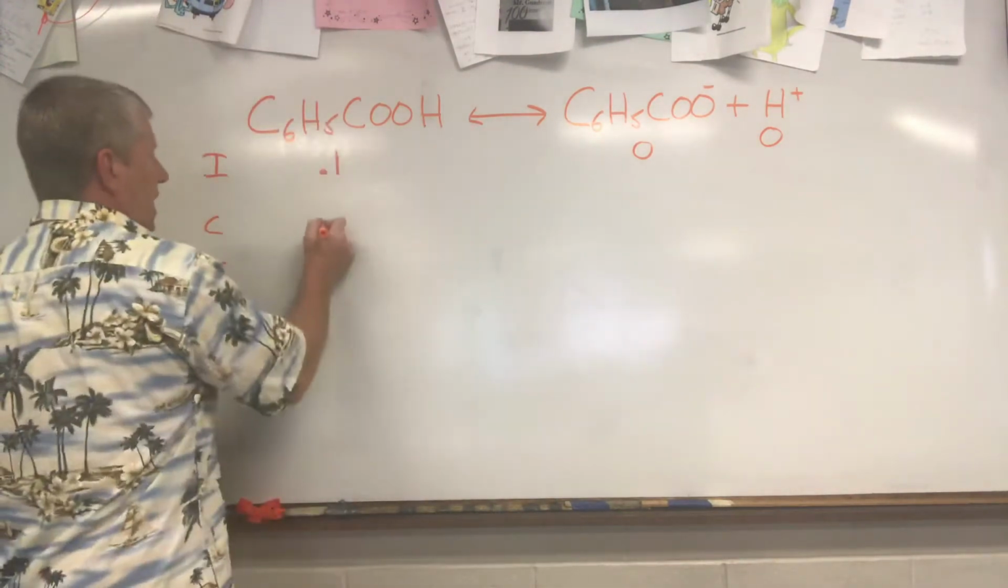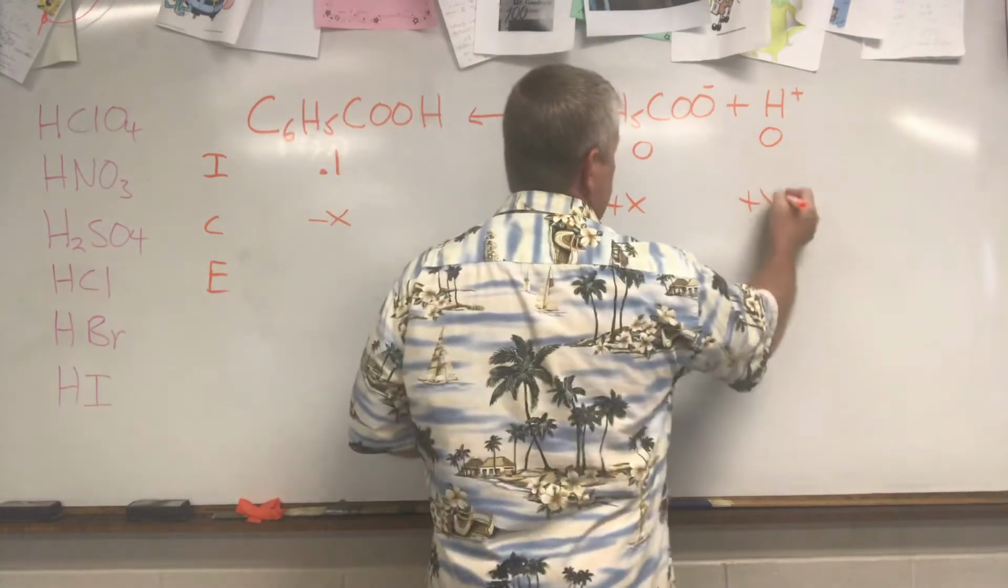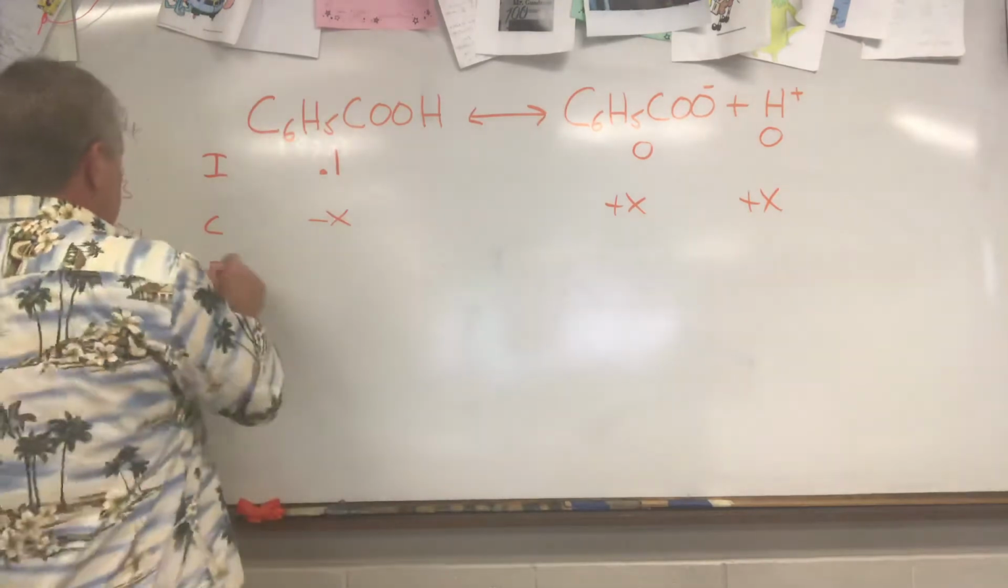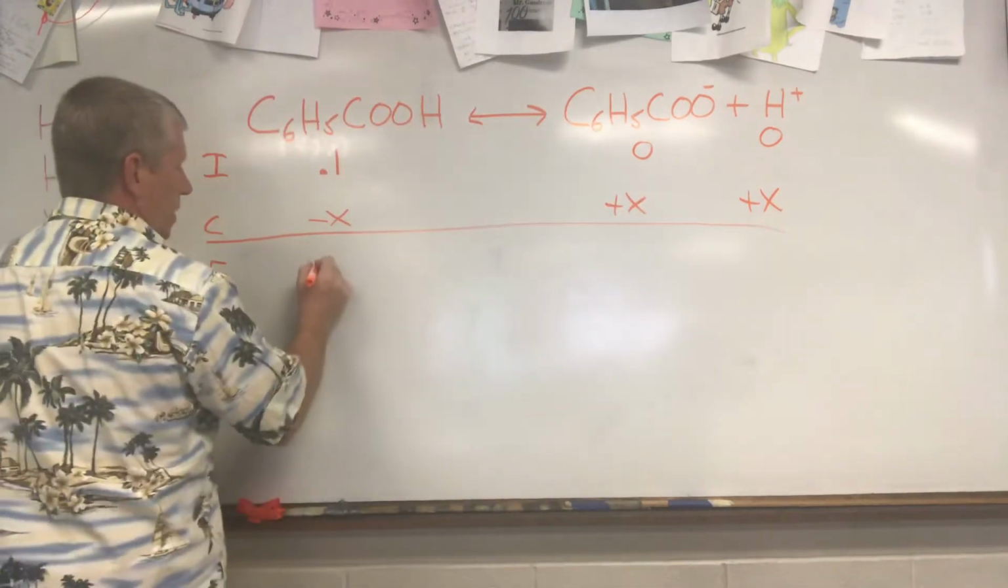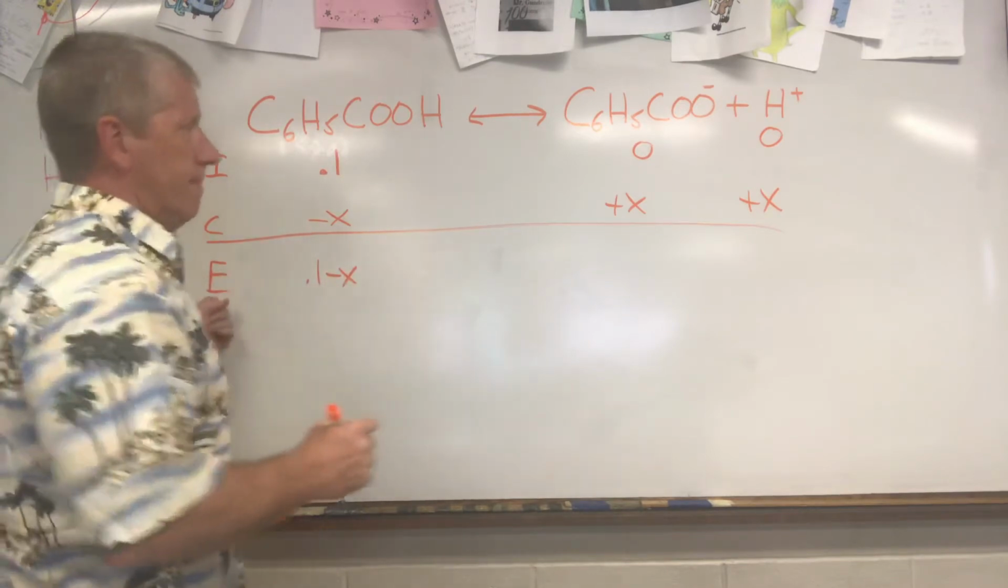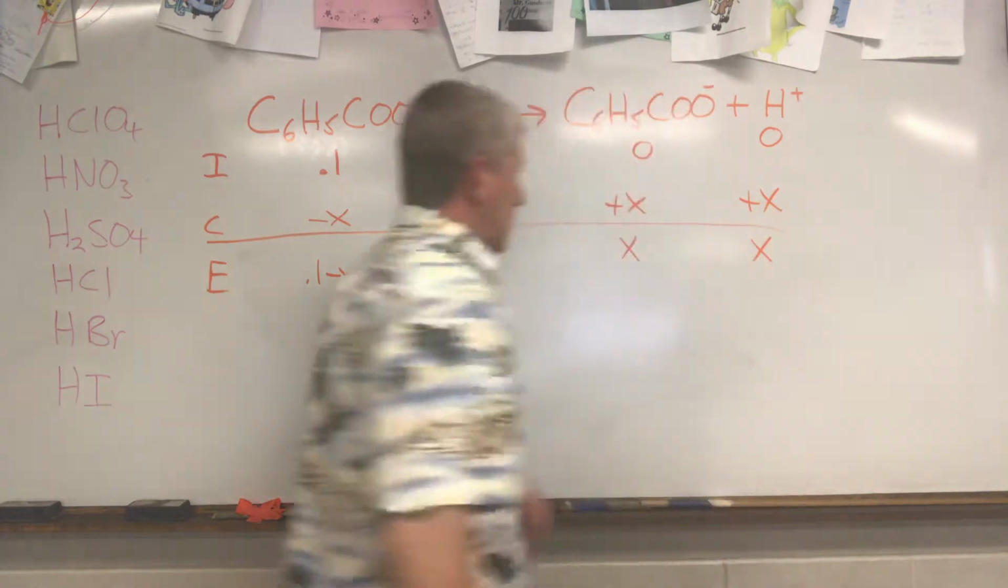Change. Over time, we're going to lose this. We're going to gain this, and we're going to gain this. Plus x, plus x. Add the two lines together. 0.1 minus x at equilibrium. 0 plus x is x at equilibrium.